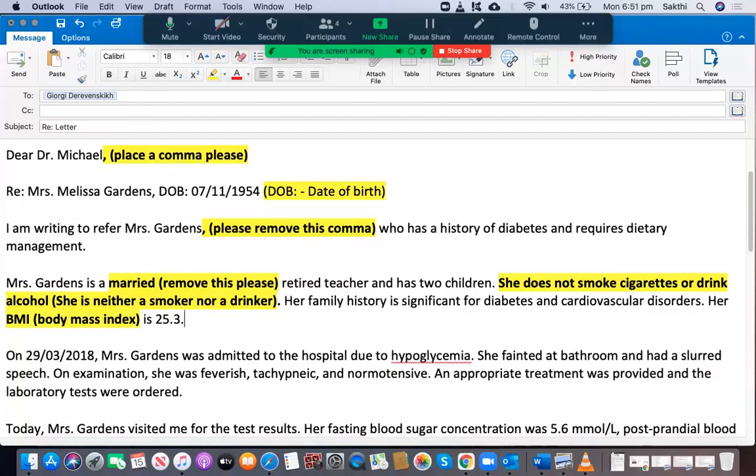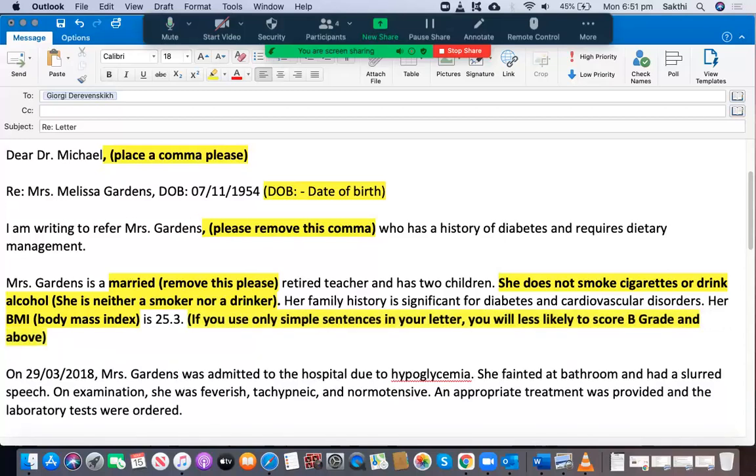That's fine. Okay. One of the problems with his writing is that he has been continuously writing simple sentences only, which is not good. If you use only simple sentences in your letter, you will be less likely to score a B grade and above. Okay, sorry. So you have to use a combination of sentence structures such as simple, complex, and compound.